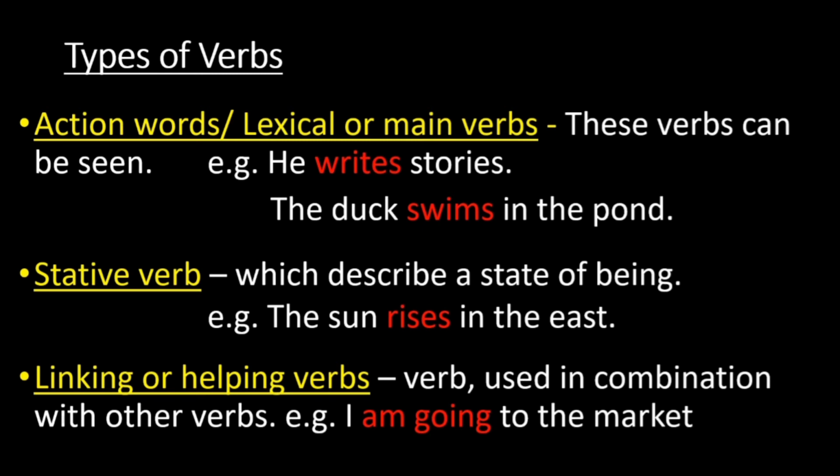And now I'm going to tell you about linking words or linking verbs, also called helping verbs. These verbs are used in combination with other verbs. For example, I am going to the market. Am and going are the verbs. Am, we get the root of am from the word to be, I am. And going comes from to go. This is the continuous tense of going. What is the continuous tense and what are tenses? We will learn in a few moments.